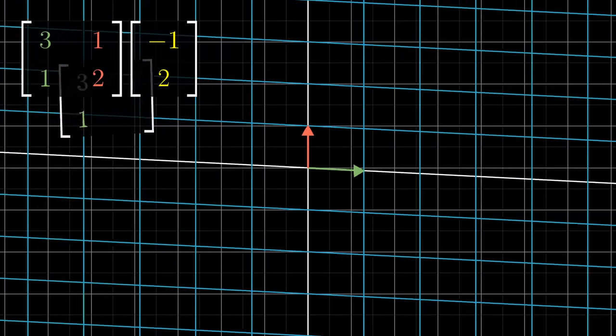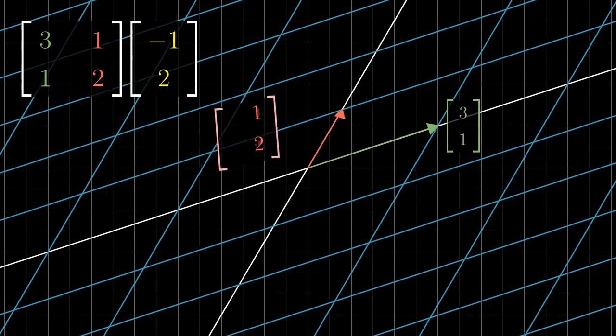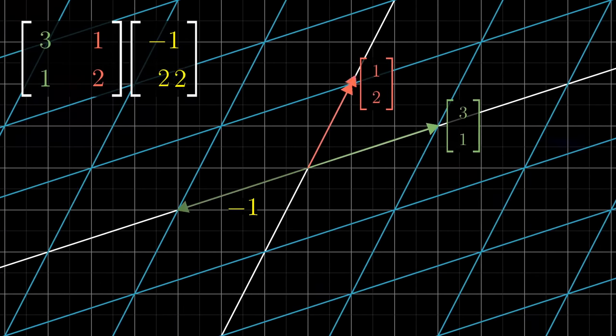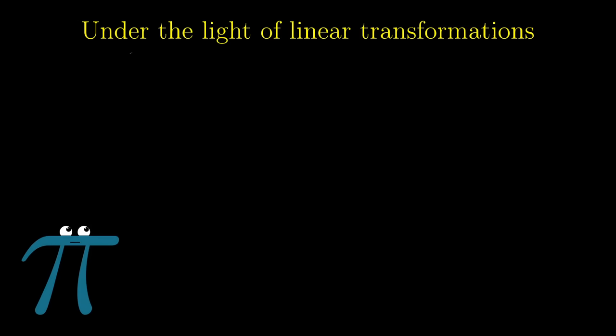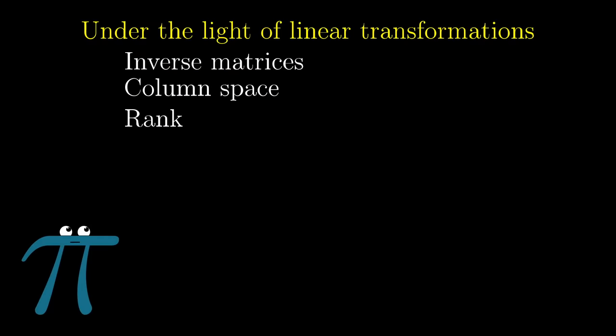As you can probably tell by now, the bulk of this series is on understanding matrix and vector operations through that more visual lens of linear transformations. This video is no exception, describing the concepts of inverse matrices, column space, rank, and null space through that lens.